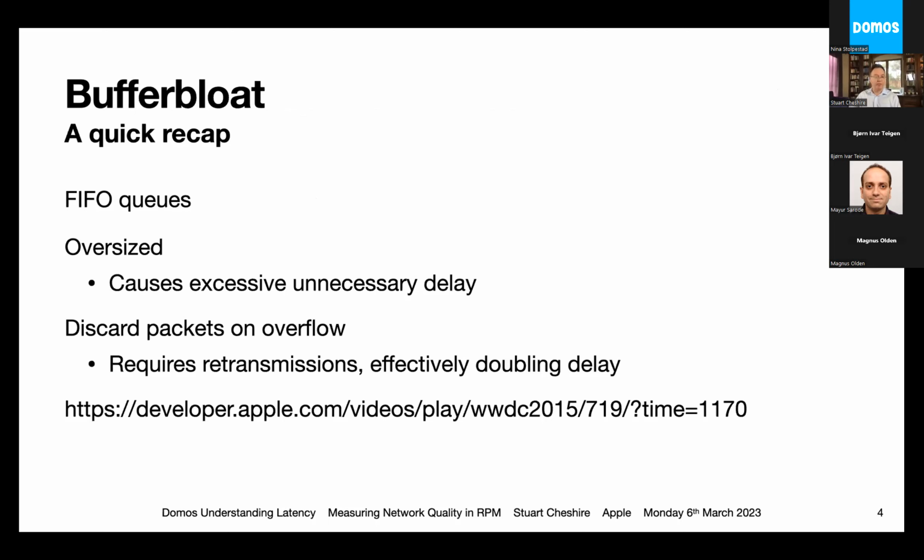Very quick recap, because we've covered this well. It comes because of FIFO queues that are oversized. Having the queue being too big causes excessive unnecessary delay. And then when the queue fills up, packets are lost, and that requires retransmission, effectively doubling the delay. I have a link here to one of our Apple Developer Conference presentations where we talk about this.